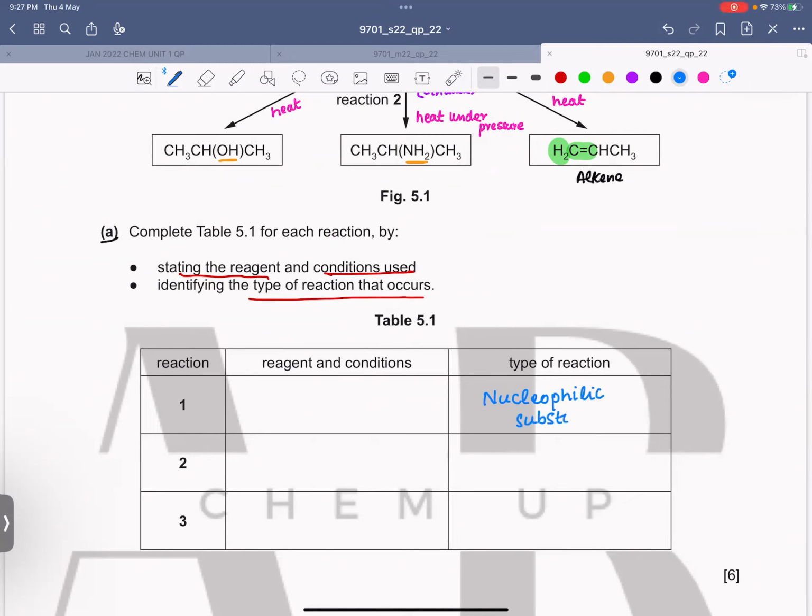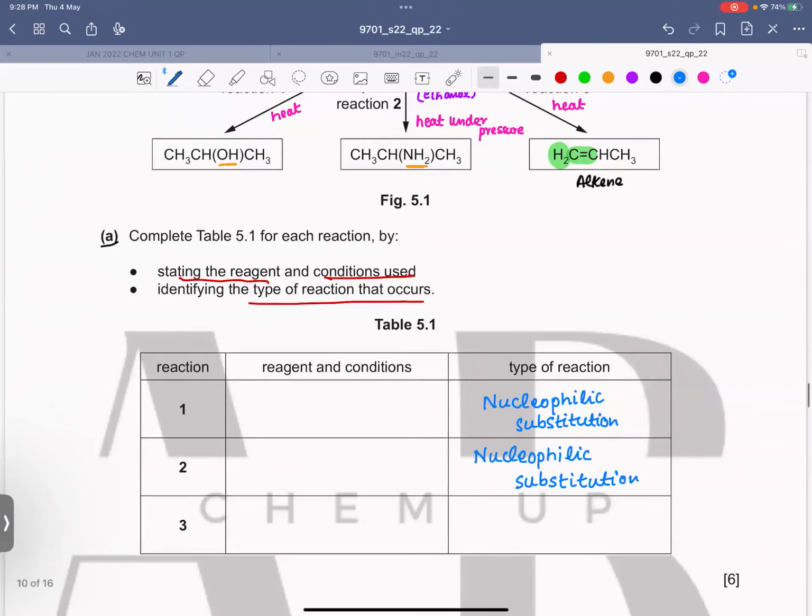How do we differentiate between nucleophilic and electrophilic addition? If an alkene is undergoing an addition, which means a carbon-carbon double bond turns into a carbon-carbon single bond, then it's an electrophilic addition. If the C=O double bond of an aldehyde or a ketone is converting into a C and oxygen single bond, then it is a nucleophilic addition. Yes, alkenes undergo electrophilic addition and carbonyls undergo nucleophilic addition.